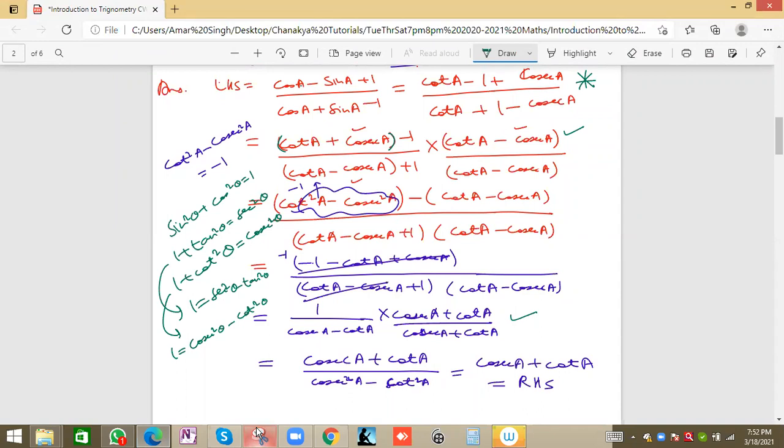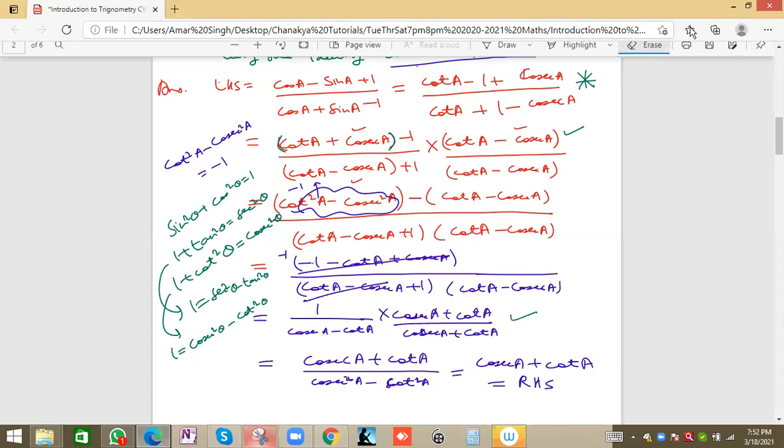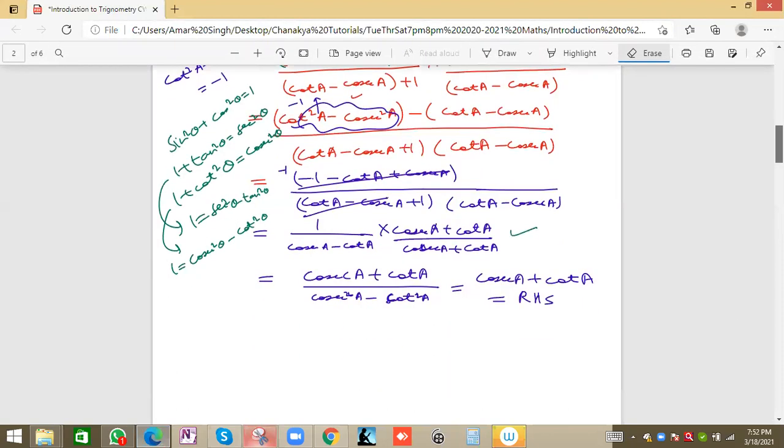Without using the identity also we can complete this by rationalizing, by multiplying numerator and denominator with cos A plus sin A plus 1. We can take cos A plus sin A plus 1 and multiply both numerator and denominator to get the final answer. No problem. Now I'll see the next question. Let me write.